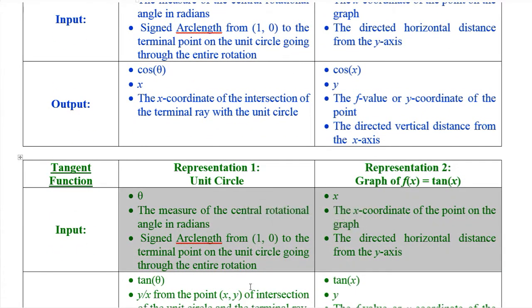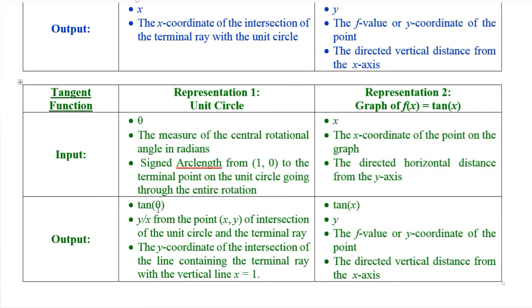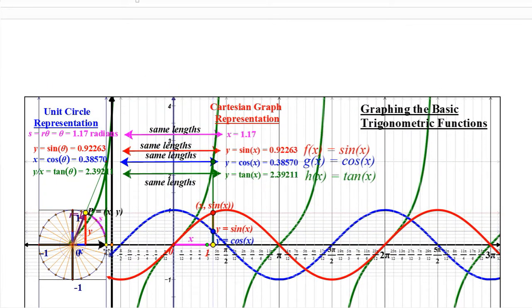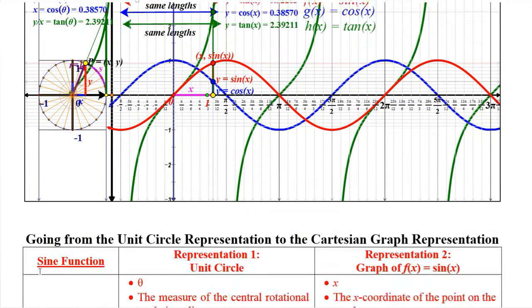Again, same thing here for the inputs on the tangent. Now, the output over here is tangent of theta, which is y divided by x: take the point (x, y) of the intersection of the terminal ray to get your x and y and use that formula. The y-coordinate of the intersection of the line containing the terminal ray and the vertical line x equals 1 is the output over here in this picture. You take this vertical line right here and see where the line going from the origin through the point on the ray, following the ray or its opposite direction, touches this vertical line. The y-coordinate of that is the tangent. That's also the y-coordinate over here as well.